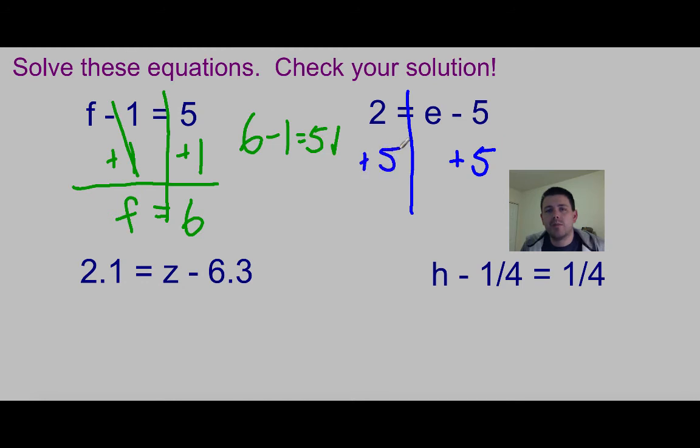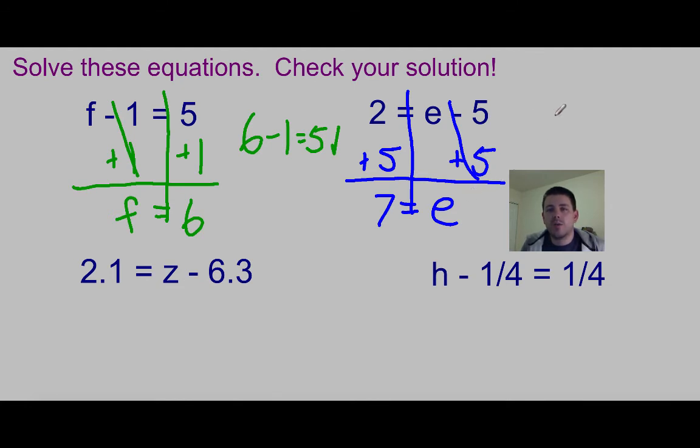But I have to do the same thing to both sides. I have to treat both sides of the equation equally. So I'm going to add 5 on the other side. 2 plus 5 is 7. Over here, they had subtracted away 5. I put the 5 back. So I kind of undid that work, just leaving me with e. So my solution is 7 is equal to e.